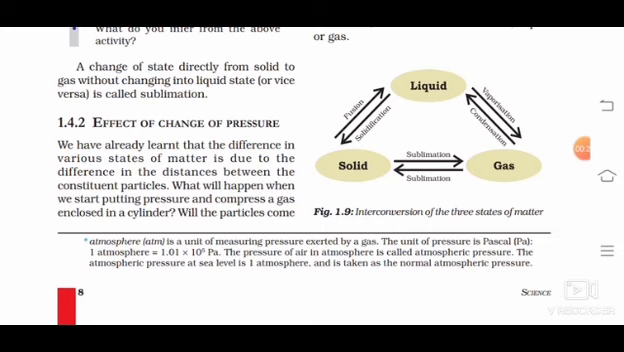That means from gas to liquid and liquid to solid? The answer is yes. So let us read the lines. We have already learned that difference in various states of matter is due to the difference in the distances between the constituent particles. What will happen when we start putting pressure and compress a gas enclosed in a cylinder? Remember, in the first or second lecture, I have shown you the structure of molecules of solid, liquid, gas. There were spaces in between the molecules of liquid and gas, and negligible space was there in the solid.